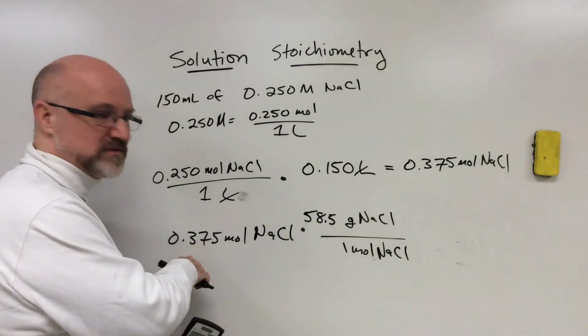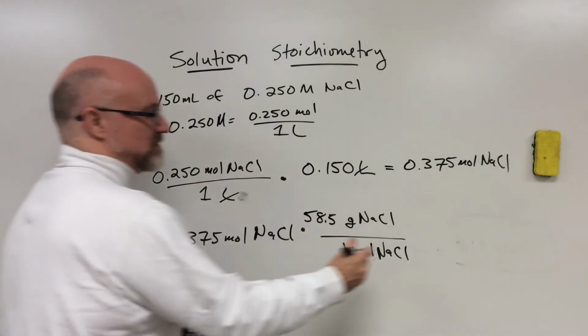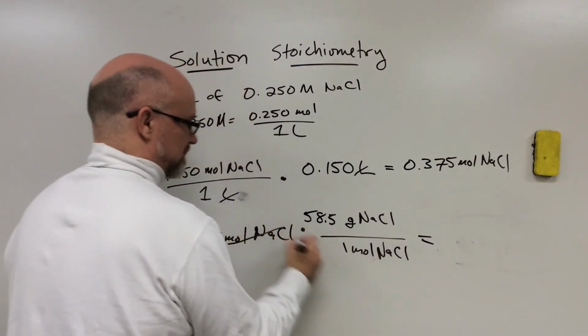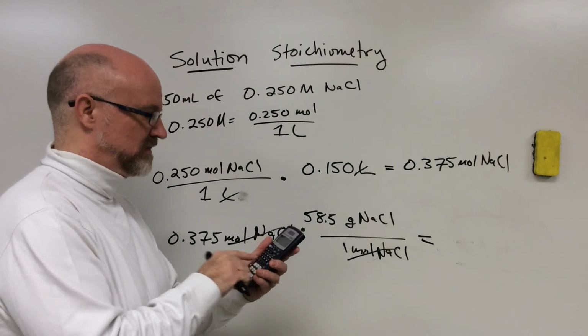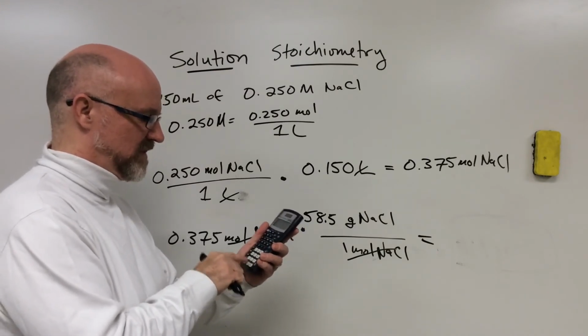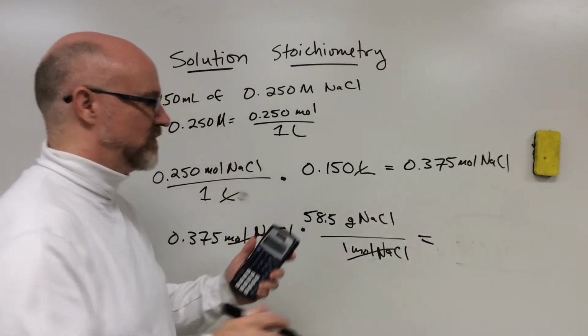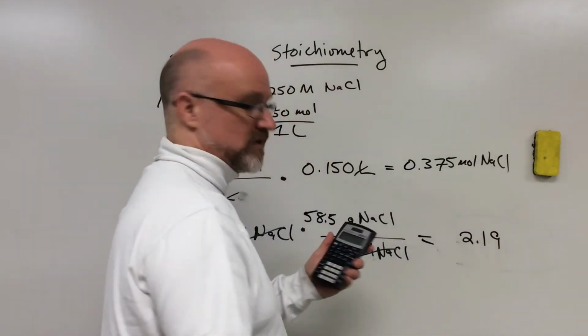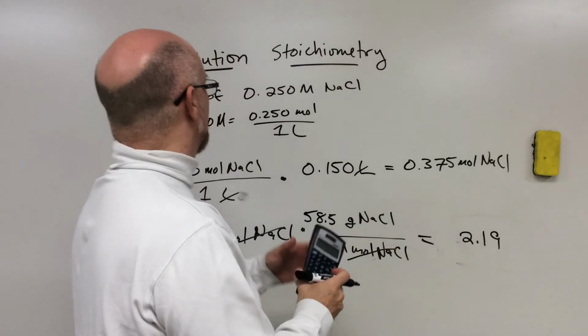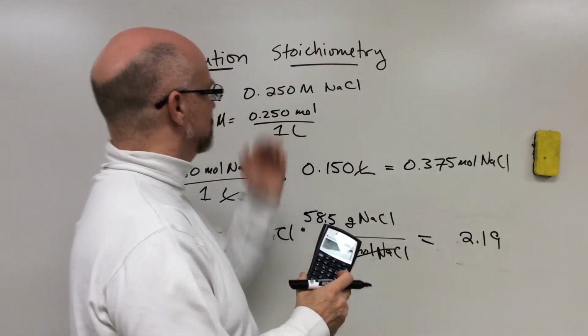My number of moles, or in this case part of a mole, times the molar mass, will give me the amount of grams I need to actually weigh out. And so this comes out to be 2.193, so 2.19, 3 sig figs.